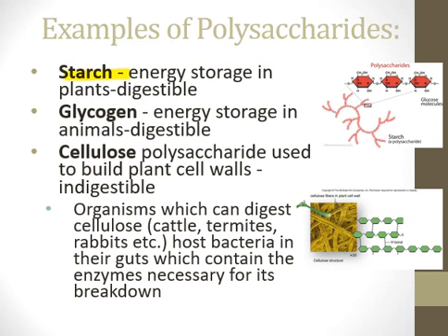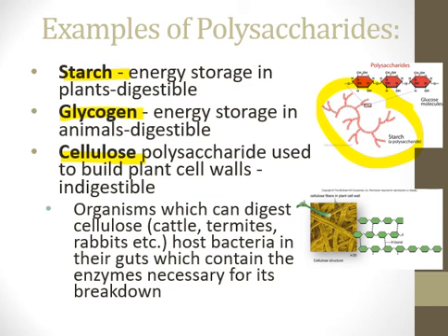You have starch, glycogen, and cellulose. Starch is what we get out of plants. It's a long chain. So if you look here, that's what your starch molecule looks like. It's a really long chain of just glucose monomers. Glycogen is a similar idea with just a different chain structure. They are both digestible. One's a plant sugar and one's an animal sugar.